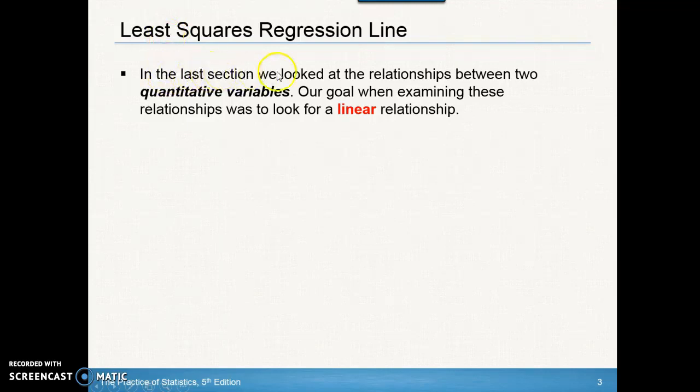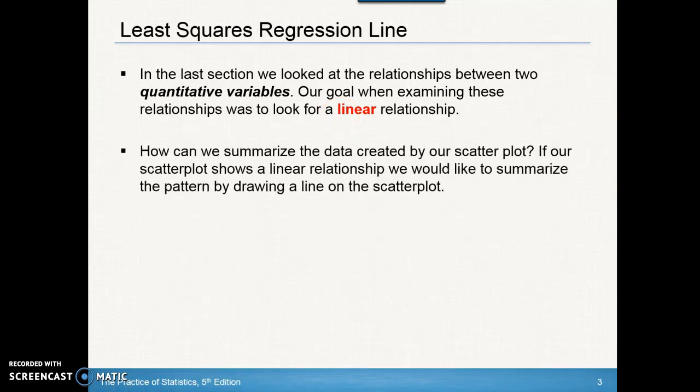In the last section, we looked at relationships between two quantitative variables. Our goal when examining these relationships, so we're looking at quantitatives, that means numerical, we need to be able to take an average of them. Our goal was to look for a linear relationship. So the only thing that we care about in statistics is a linear relationship. We're going to be able to take the quantitative data, put it on our scatter plot, and determine how can we summarize what exactly that data means.